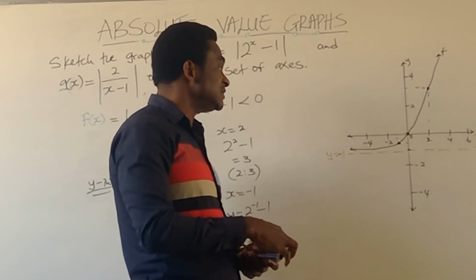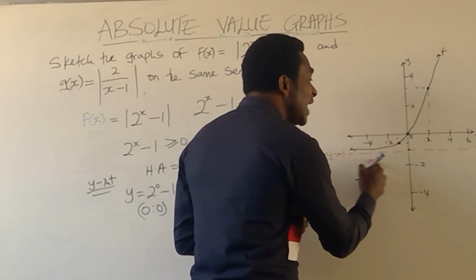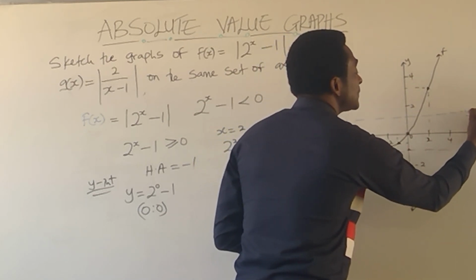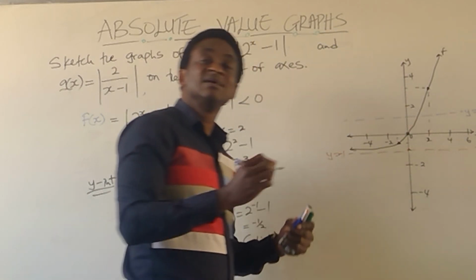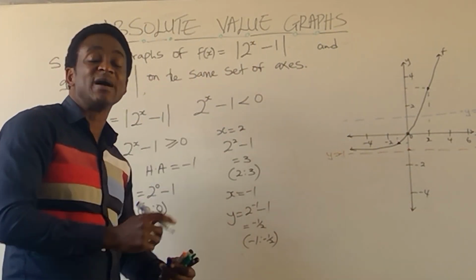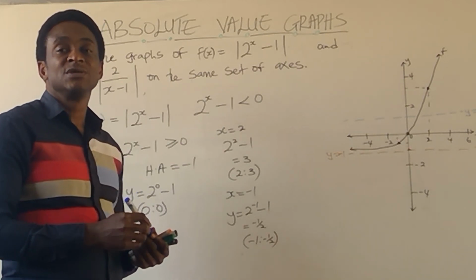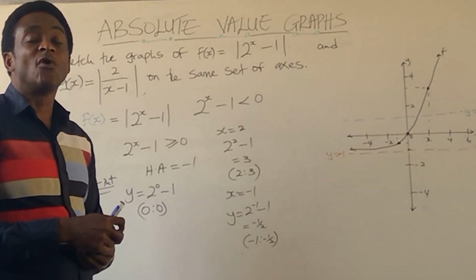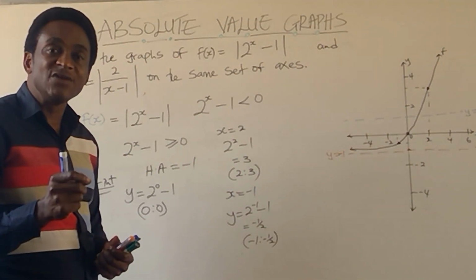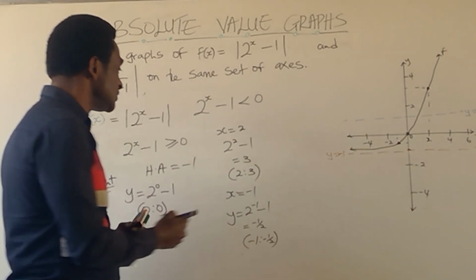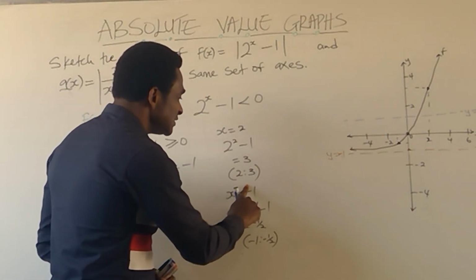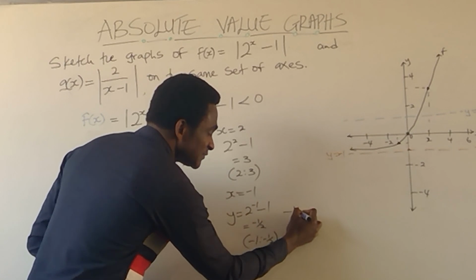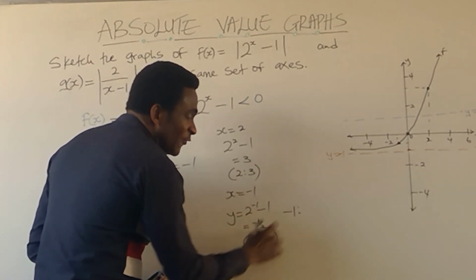So in reflecting this, our asymptote, which is at y equals -1, will now become y equals +1. Remember, reflect your asymptotes and the negative part of your graph in the x-axis. Reflecting them in the x-axis means for every coordinate, the sign for y changes. So for this, we don't need this. This is on the positive. On the negative, we still have -1 for x, but the sign for y changes.